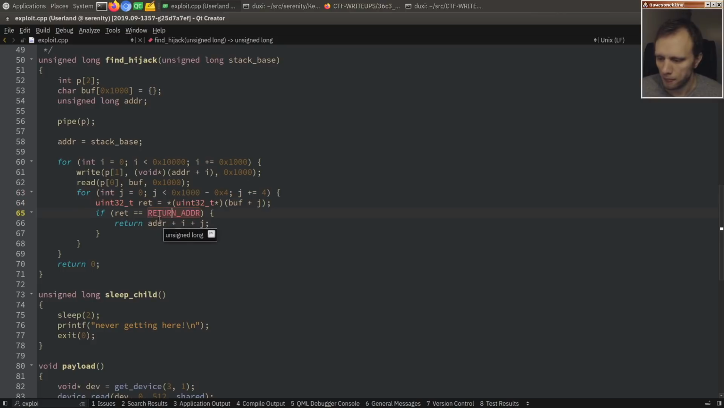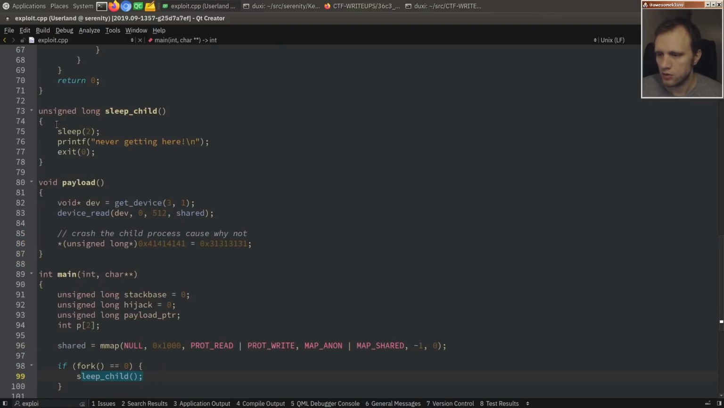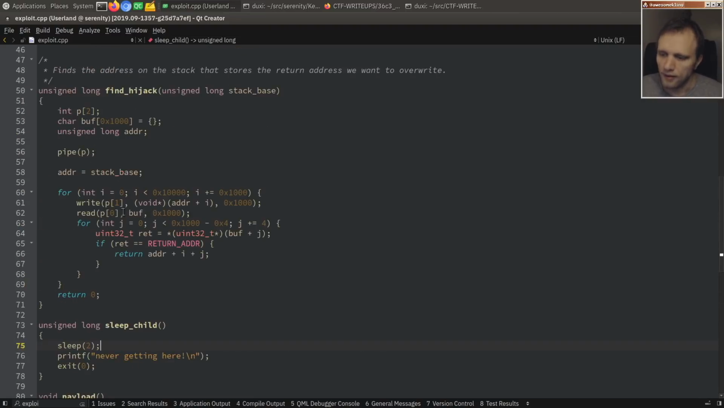And in this case, if you look here, this is the child process. What the child process will do is that it will just go to sleep. And the mechanism of the exploit here is to trick the kernel into, instead of returning from the sleep and continuing here, we'll overwrite the return address and make it go somewhere else. So that's what he's looking for here. He's basically looking for the return address for sleep inside of the kernel.